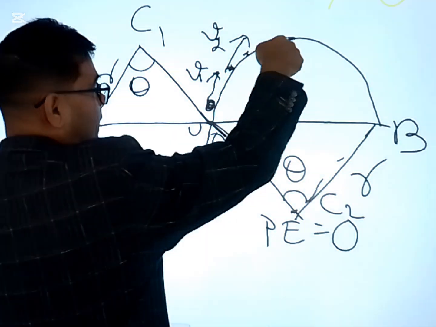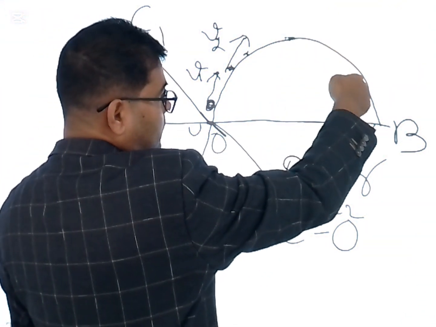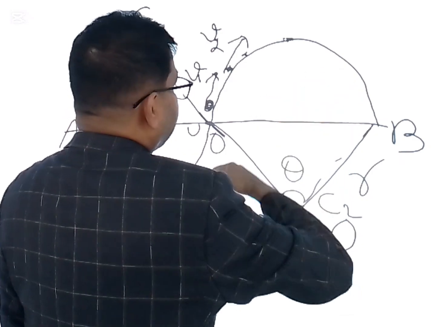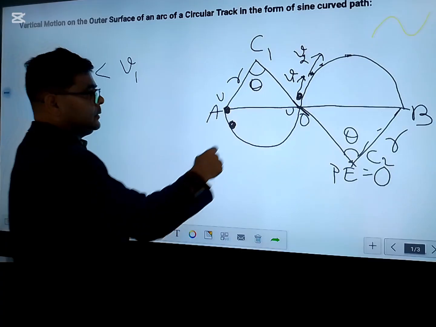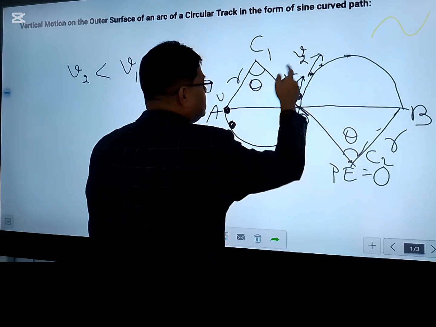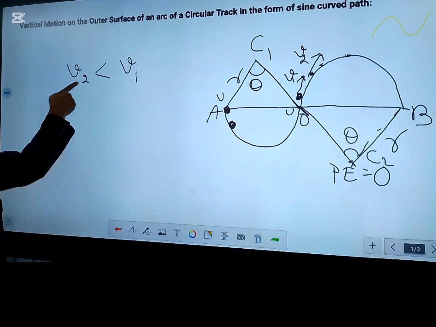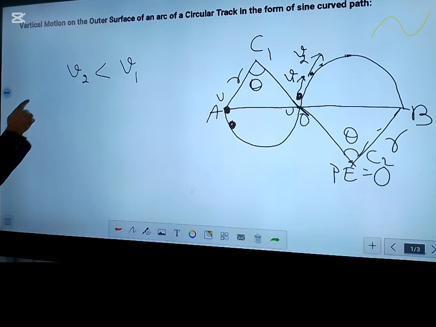Alright? And after that, it will again start to regain motion. So let's talk about these two consecutive positions. You now have it clear that V2 is less than V1. That means what?